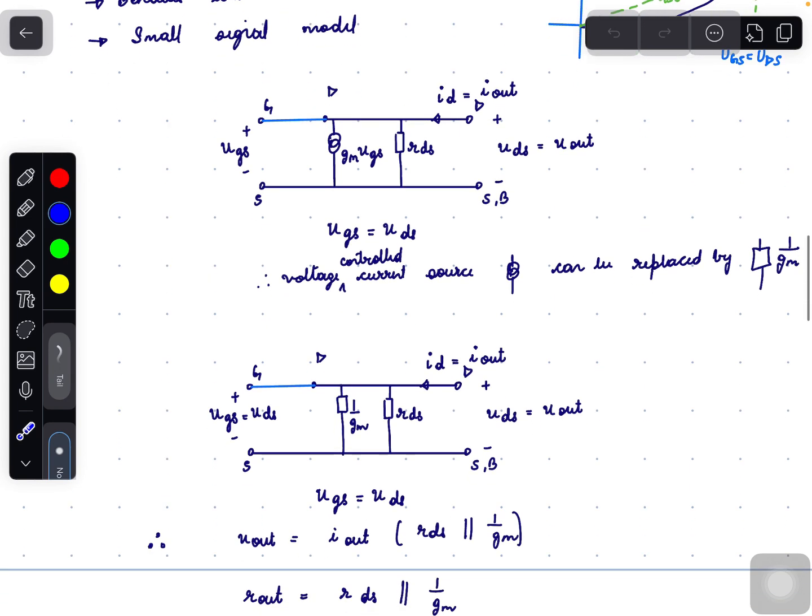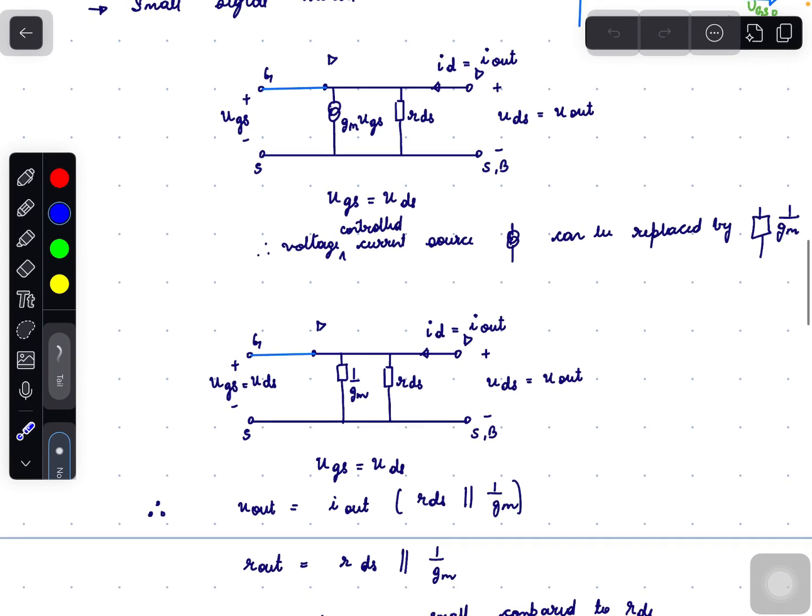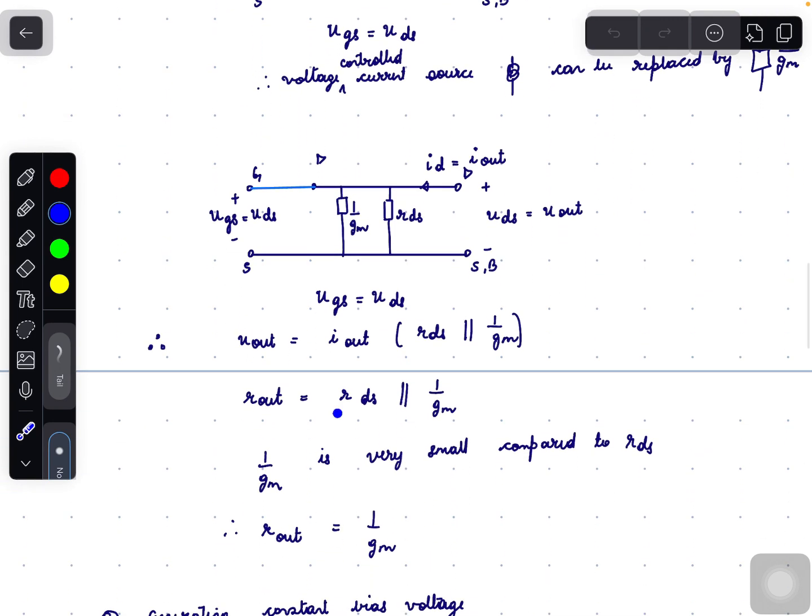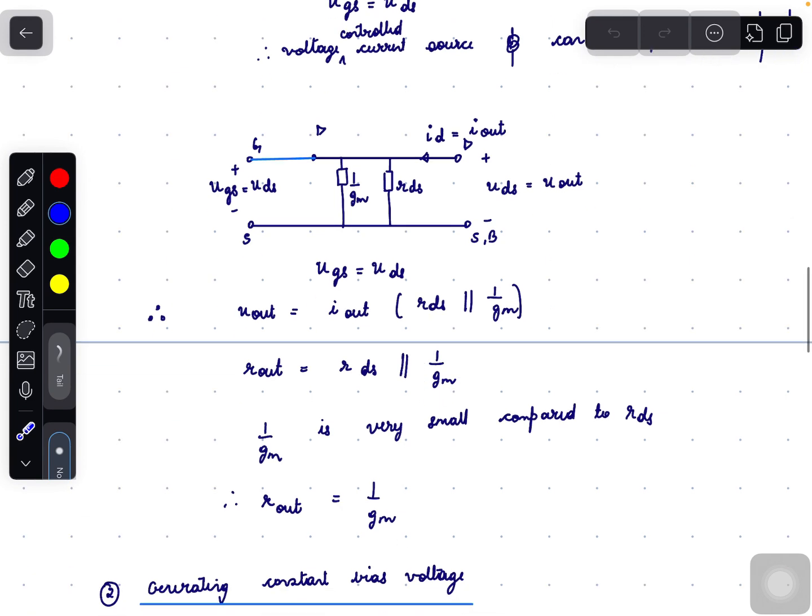To find Rout, it is nothing but rds parallel 1 by gm as shown here. So here rds will be in the range of 10 mega ohms and 1 by gm is a very small value. So Rout can be approximated to be 1 by gm.